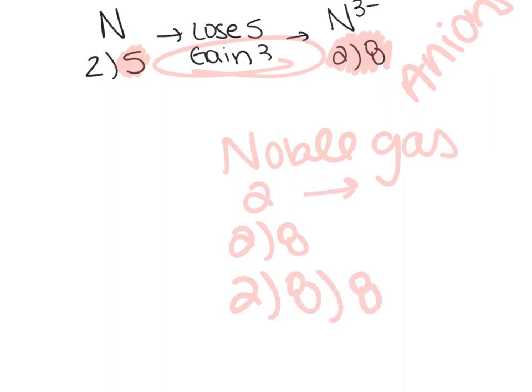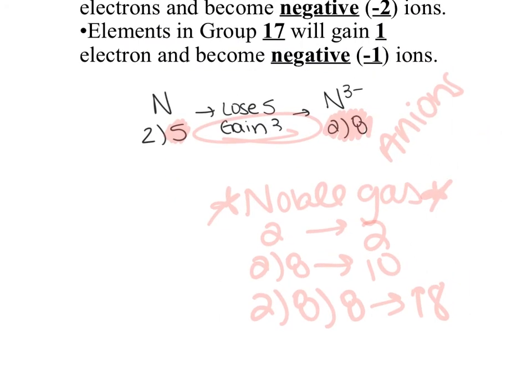So we're going to end up with either a total of 2 electrons, 10 electrons, or 18 electrons. Okay? So each and every single time, again, our goal is to become like a noble gas, to be stable. Okay? And because these ones are gaining electrons, they're gaining them from a metal who is losing the same number of electrons.